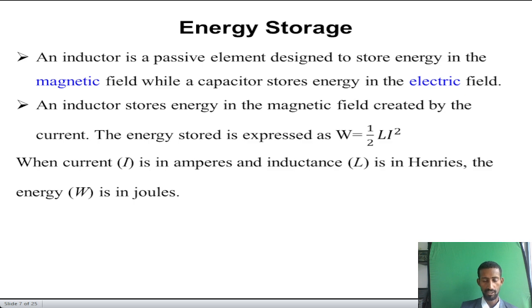The energy stored is expressed as 1/2 L i squared. This is the equation which expresses the stored energy in the inductor, where i is the current in amperes, L is the inductance in henries, and W is the energy stored in joules. So this is the relation which indicates the energy storage in an inductor or a coil.